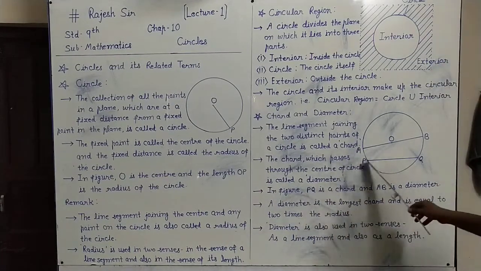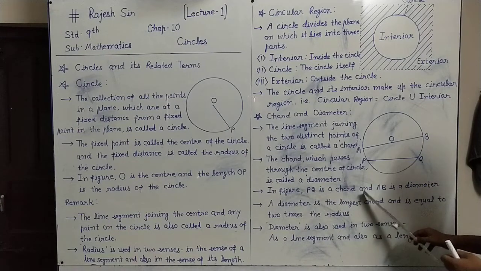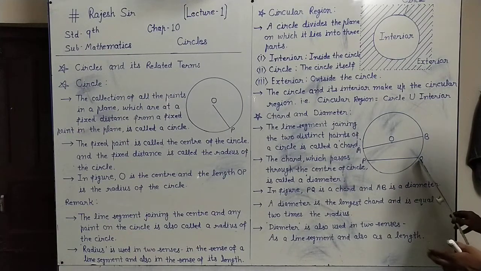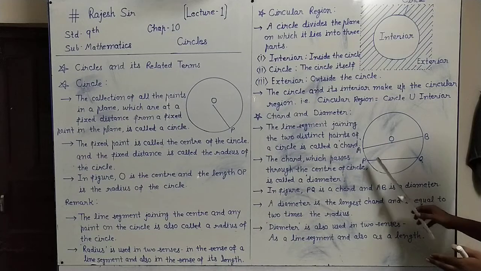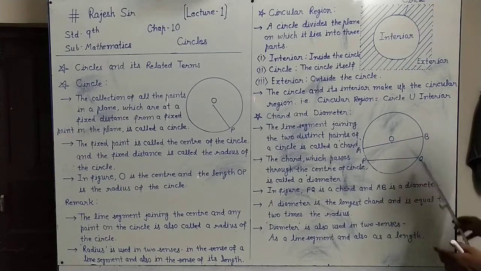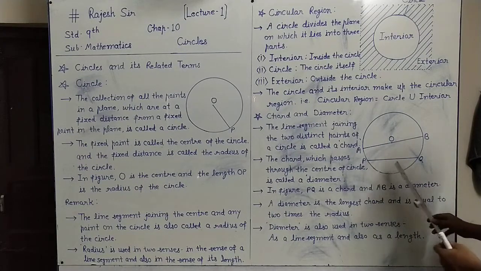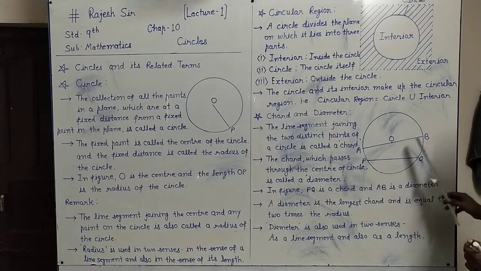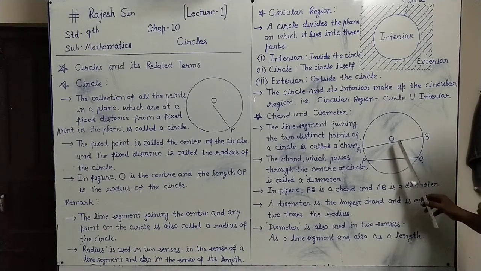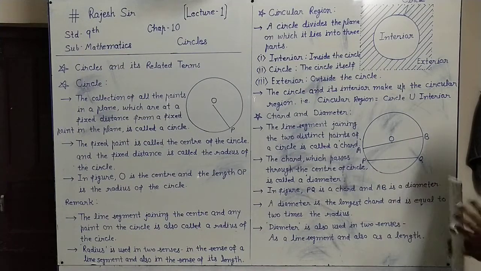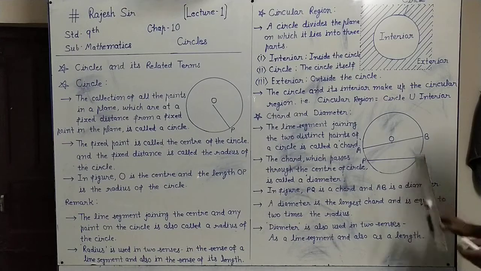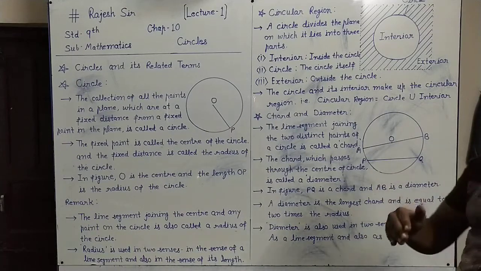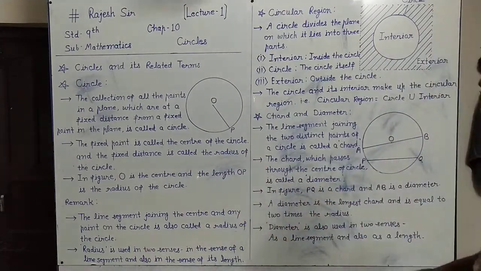In the figure, PQ is a chord because it is the line segment joining any two distinct points of the circle. So it is simply called a chord. And AB is a diameter because this is also a chord, but it is passing through the center O of the circle. The chord which is passing through the center is called the diameter.